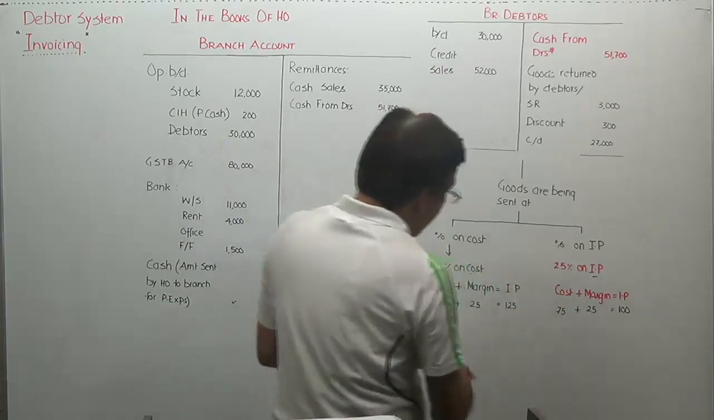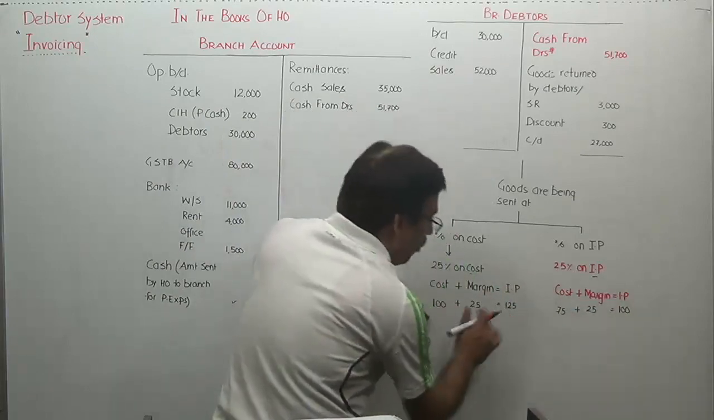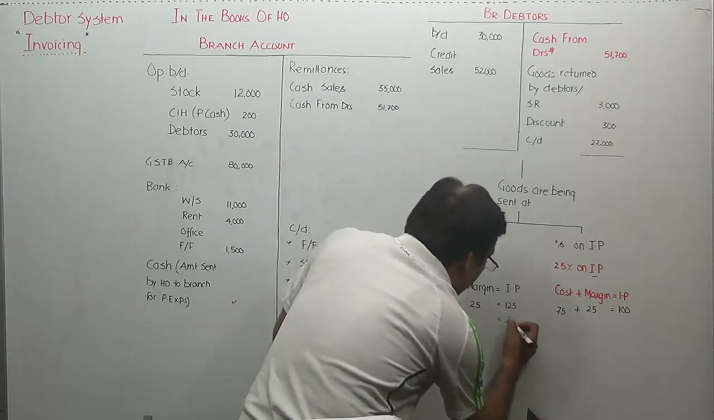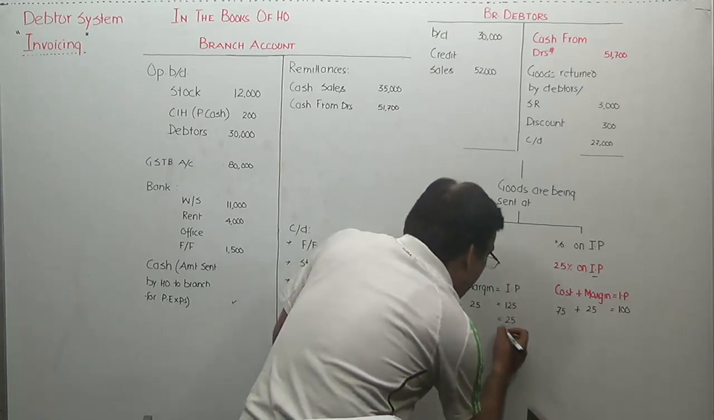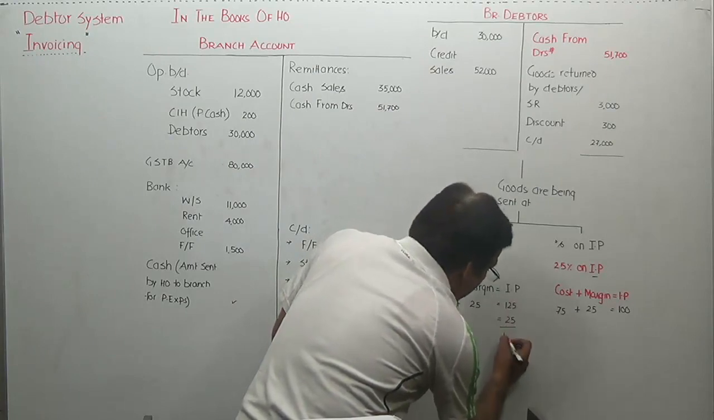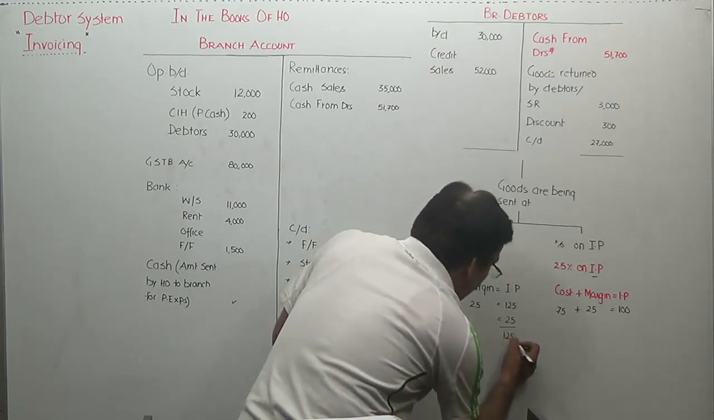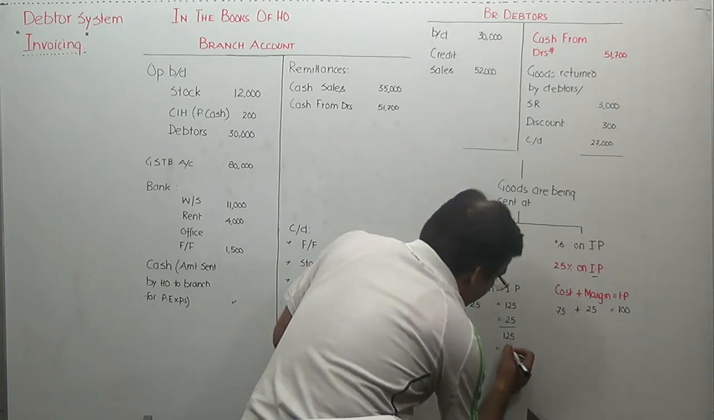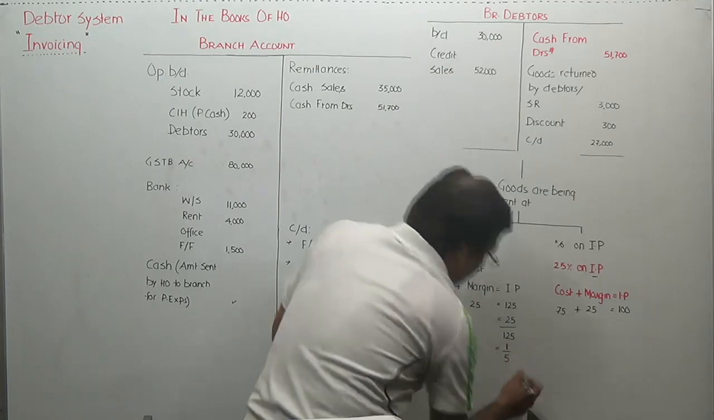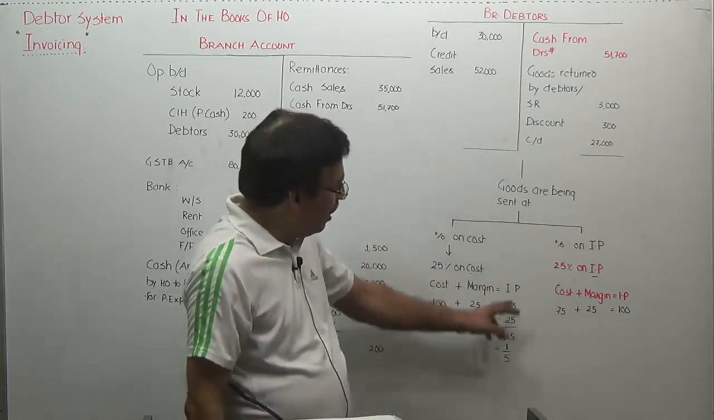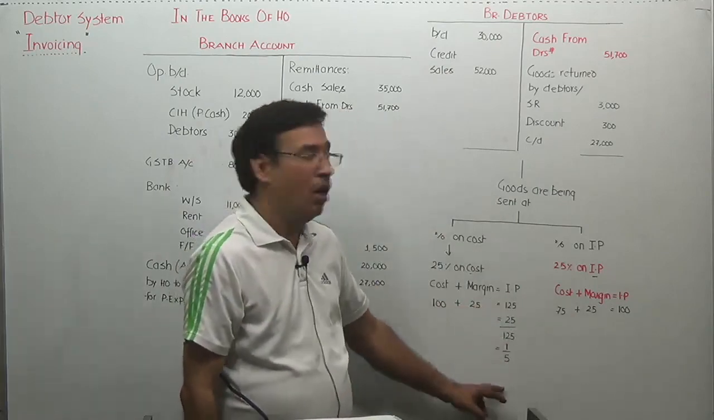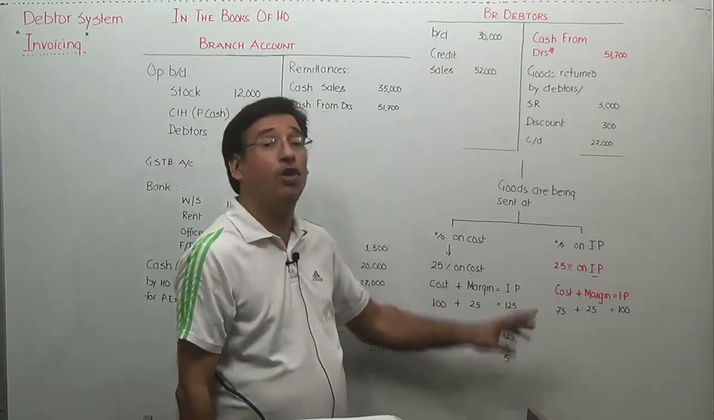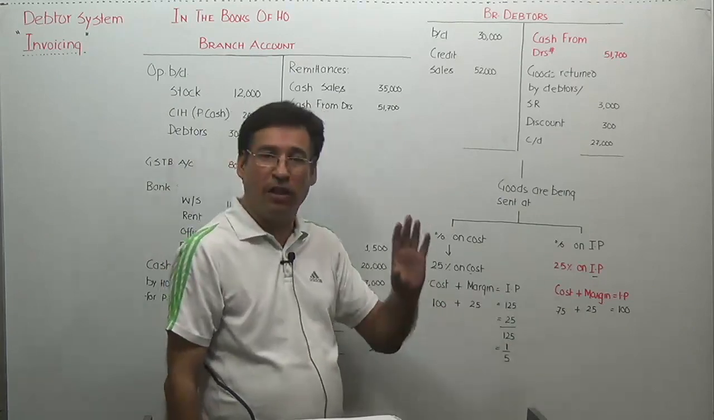Correct? Now, once you have filled up your equation, what do you do? You write the margin in the numerator and in the denominator you write invoice price. In accounting language, this is the rate on invoice price. This is the rate of margin on invoice price. Is it clear to you?